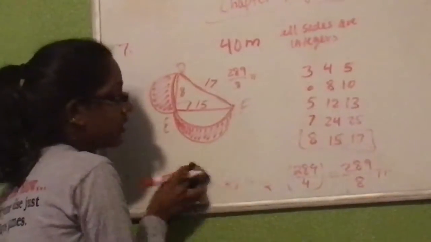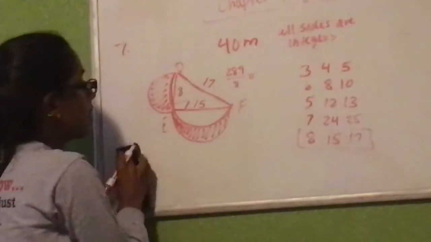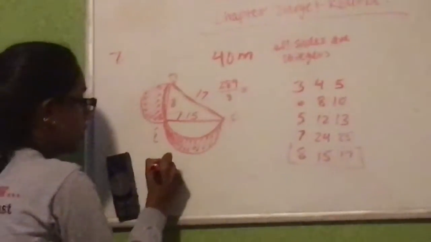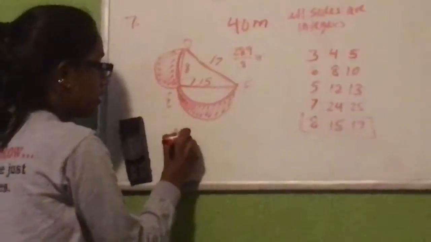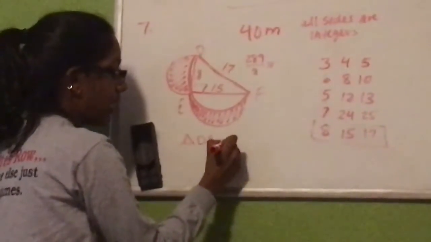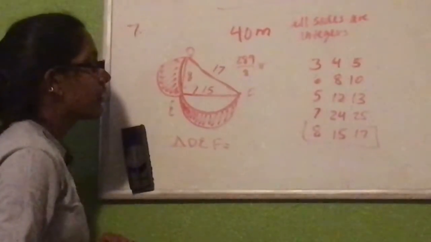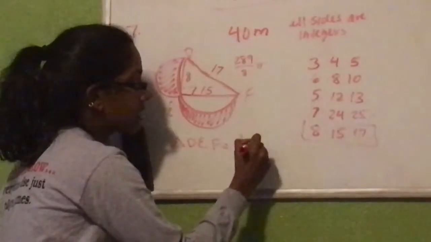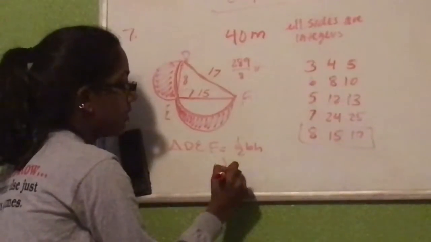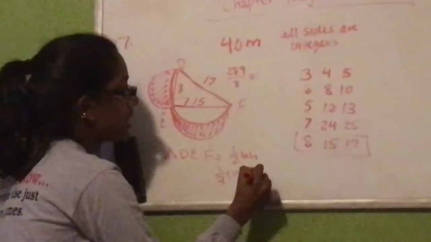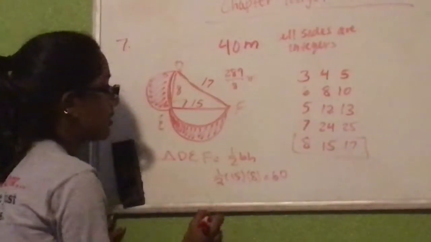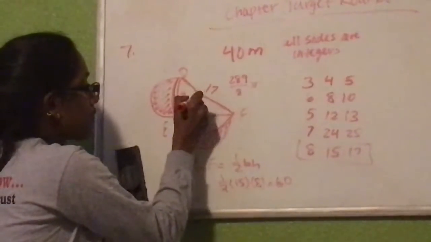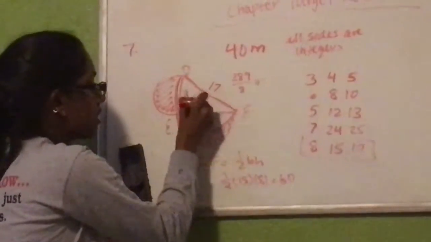Now erasing that, I'm going to find the area of triangle DEF. To find the area of a triangle, it's 1/2 base times height. So 1/2 15 times 8, which gives us 60. So we know this triangle right here has an area of 60.